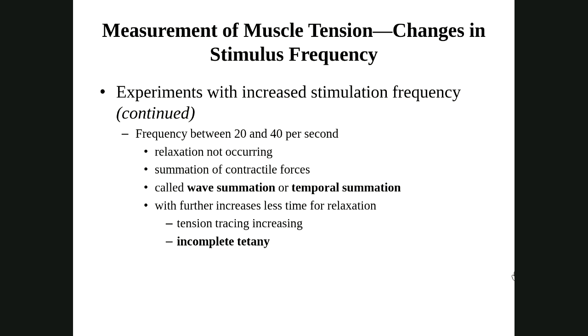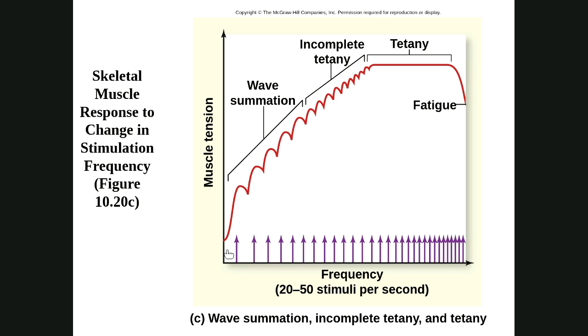So we can see a graph here. If we allow this twitch to completely relax, then we can't stimulate it and sum the waves and get more tension. But if we stimulate this before it relaxes, here it's starting to relax, but it doesn't finish its relaxation. We stimulate it again, and now we get a more powerful contraction.